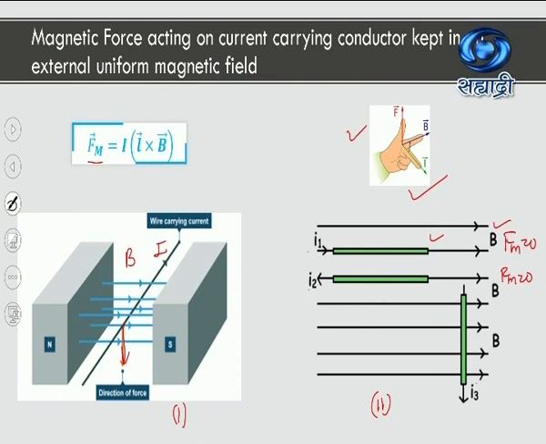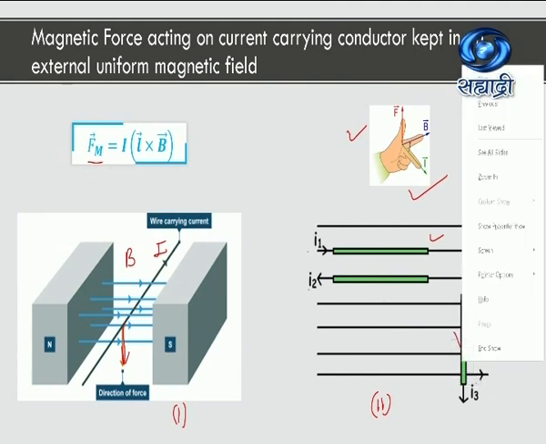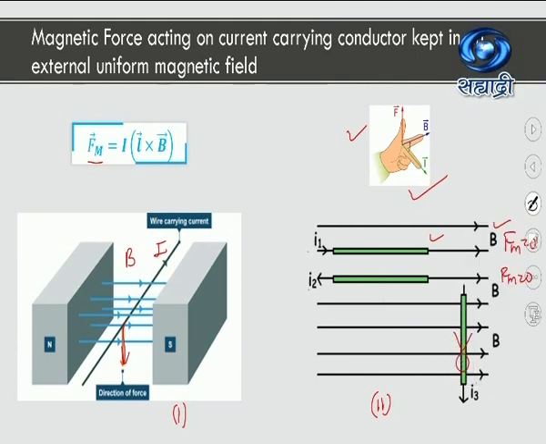Now, the question of direction. So, current is in the downward direction, B is to the right. If I use the left-hand rule, the middle finger should be in the downward direction, the forefinger should be to the right, and you will see that the thumb is pointing outward towards you. That means this should experience force outward. So Fm is nothing but a dot. So in this way, we can find out the direction of force using Fleming's left-hand rule.